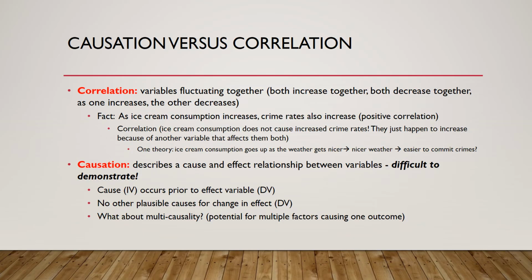These are correlations, and these variables have some kind of relationship, but this isn't causation. So here you can see an interesting statistic. As ice cream consumption goes up, crime rates actually also go up. There's a positive correlation there. So wait, are we saying that ice cream causes crime or that crime causes us to eat more ice cream? Of course not. But they do evidently have some kind of relationship.